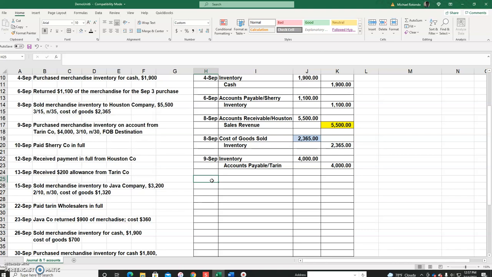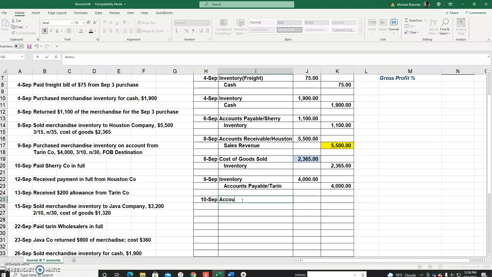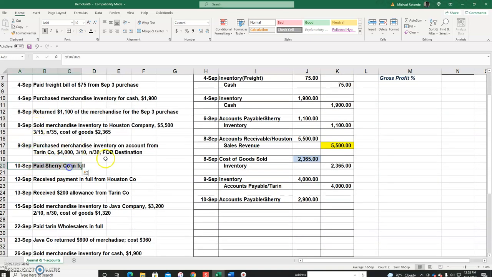So now we're on September 10th, where we paid Sherry Company in full. Sherry Company was our first transaction, where we purchased $4,000 worth of inventory. And remember, the freight would not be involved in any kind of discount calculation. It looks like we returned $1,100 of it. So we owe Sherry Company $2,900, right? So we have to debit Sherry Company, accounts payable, for $2,900. Now, the question we have to ask ourselves, are we within the discount period? If we go back and look at our original transaction, it says we get a 1% discount if we pay within 15 days. So we're paying on the 10th, so we are within the 15 days. So we're not going to pay the full $2,900.